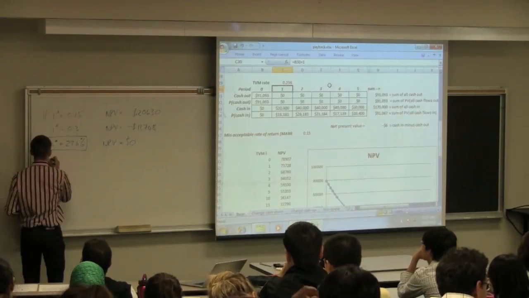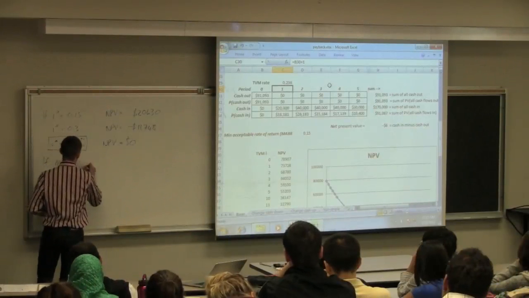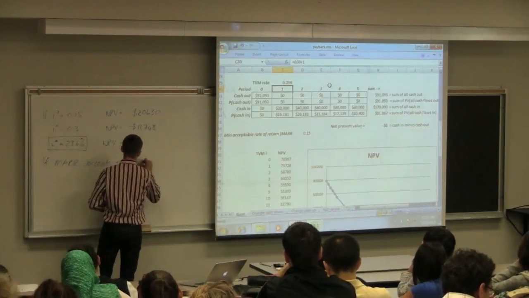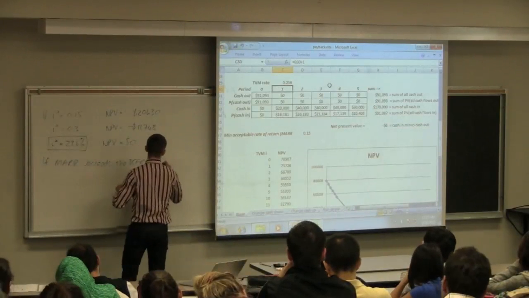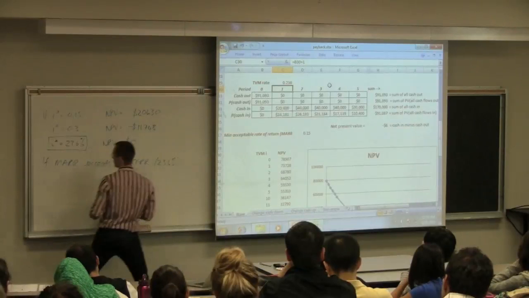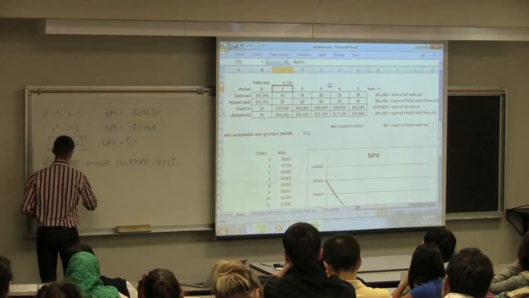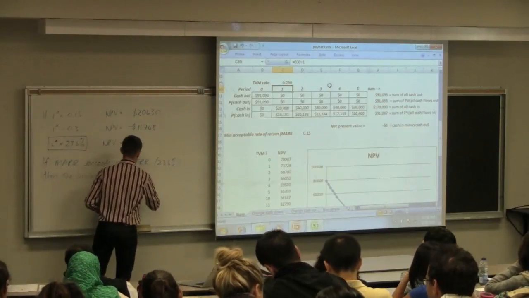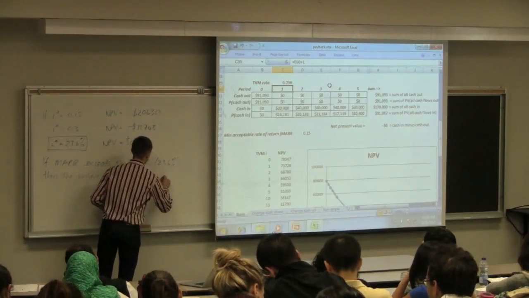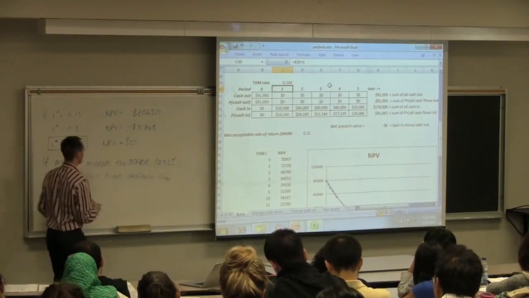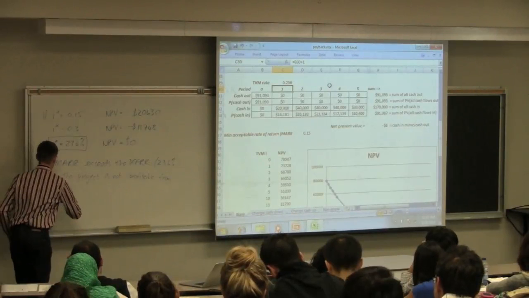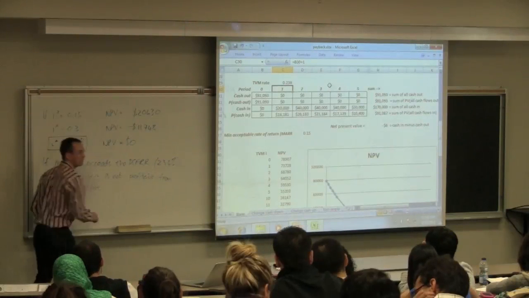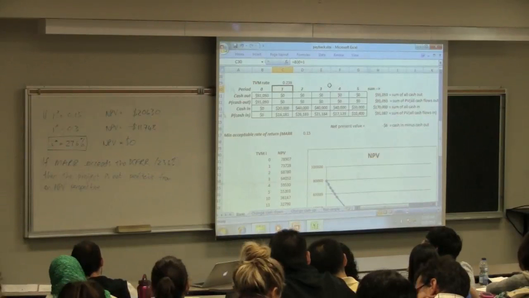So let's write that down. If MARR exceeds the DCFRR, which in this case is 23.6%, then the project is not profitable. From an NPV perspective, taking time value of money into account. Okay, so that's what those slides were saying simply last class.